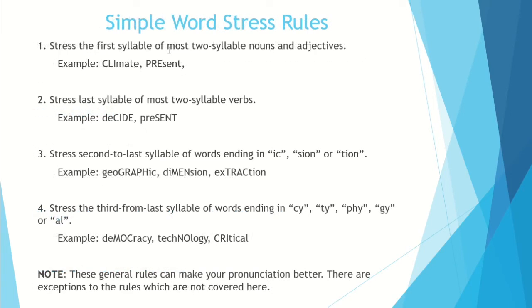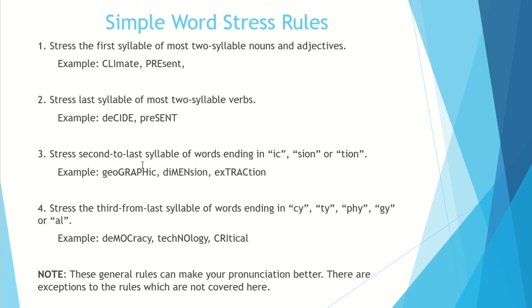Let's start with the first rule. The first rule states that most two-syllable nouns and adjectives would have stress on the first syllable. For example, climate, present. If you see, I have marked the first syllable in capital letters in order to indicate that this is the stressed syllable. The second rule states that most two-syllable verbs would have stress on the last syllable. For example, decide, present.